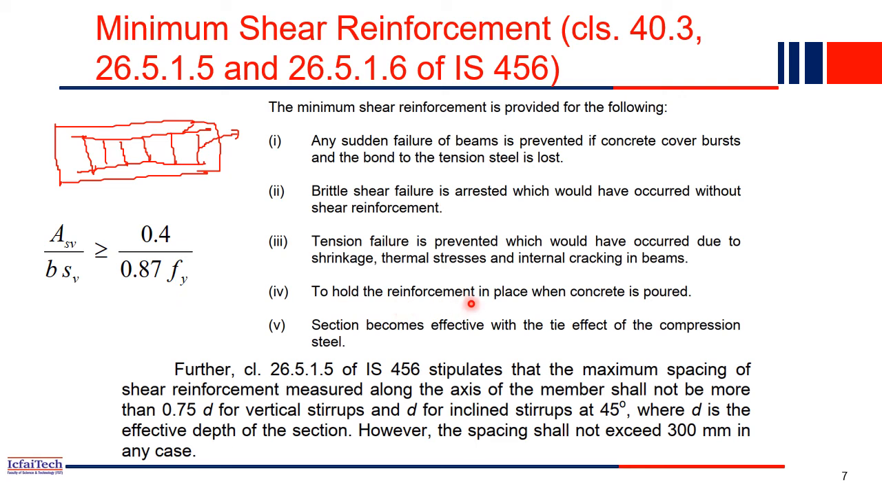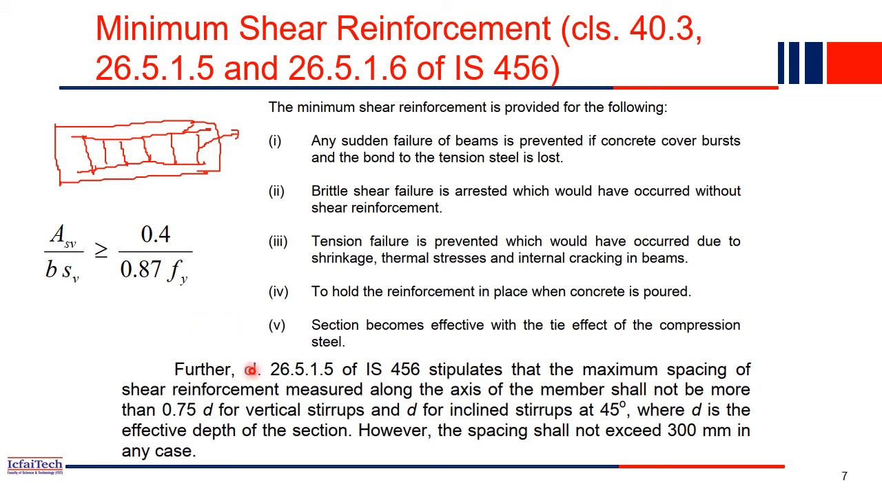Next, to hold the reinforcement in place, because while casting, you have to provide top reinforcement here and bottom reinforcement here, right? If you cast it and do not hold it, then what will happen? After you pour the concrete, both the bars will come together, right? So these two bars always have to stay in their place. For that, we need to provide the stirrups. Then the section becomes more effective with the tie effect of the compression steel.